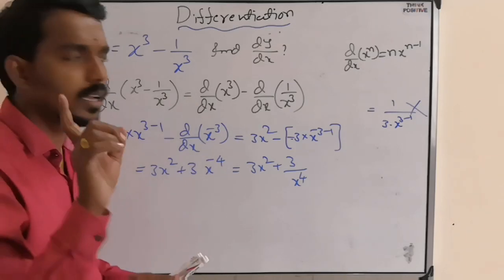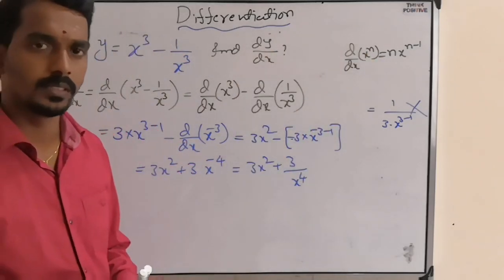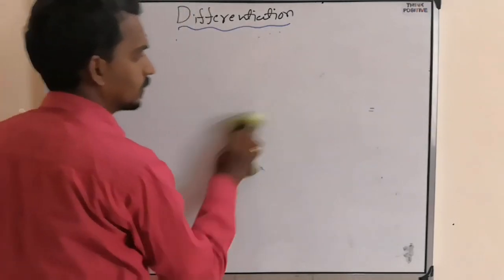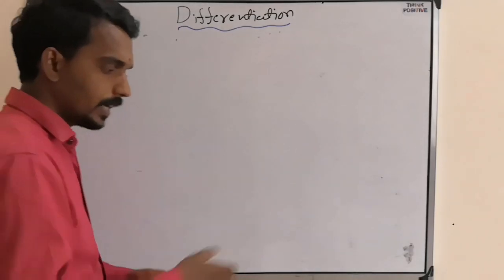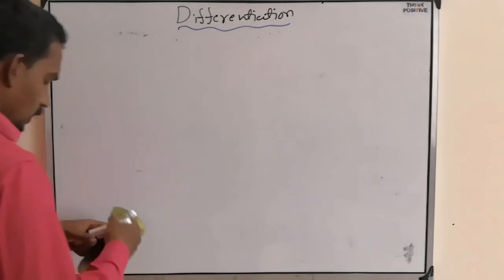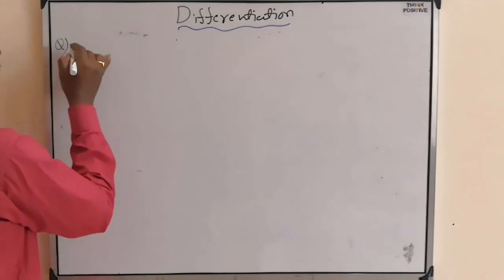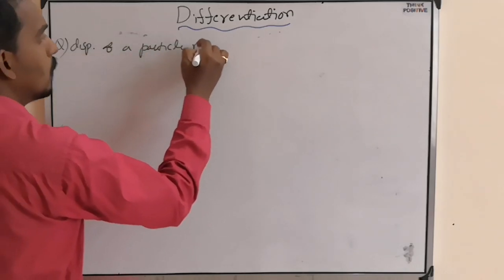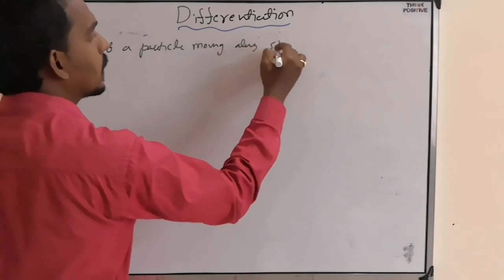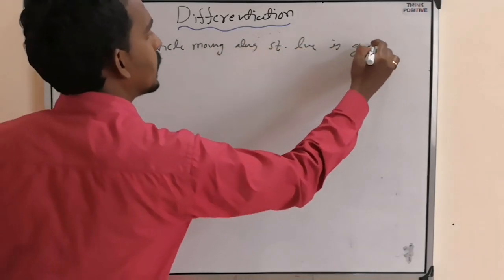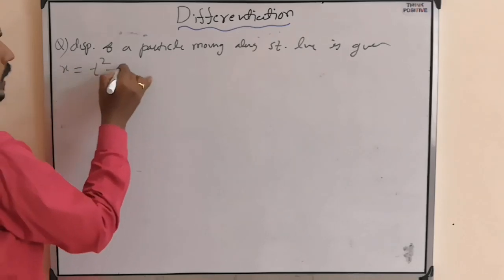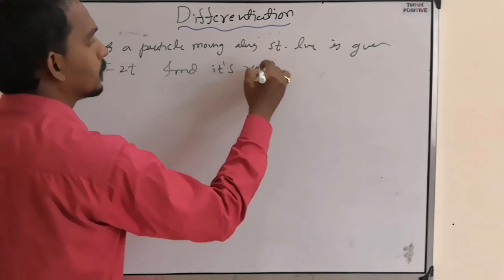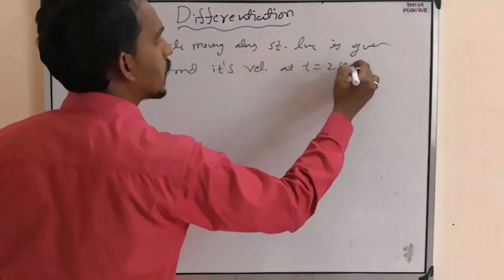How to do differentiation with one simple formula. But in physics, in the first chapter or many times, we get differentiation with respect to time. Like, one question I will tell you. Displacement of a particle moving along a straight line is given by t square minus 2t. Then find its velocity at t equal to 2 seconds.